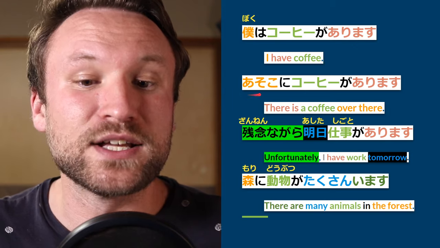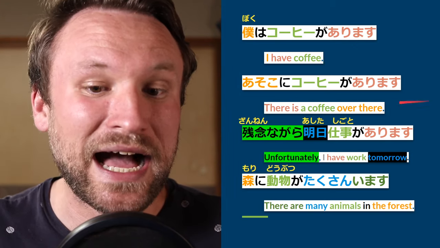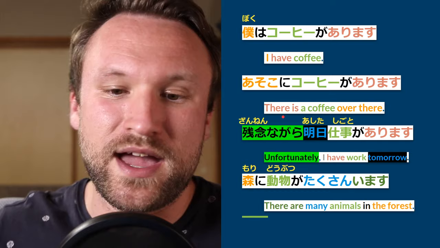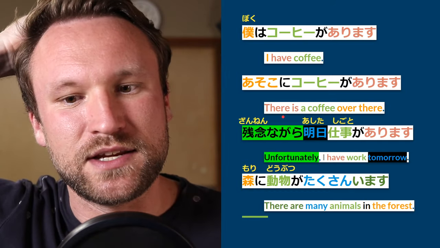The next one is あそこにコーヒーがあります. There's a coffee over there. So that's the kind of situations that you would see the different meanings of this show up.